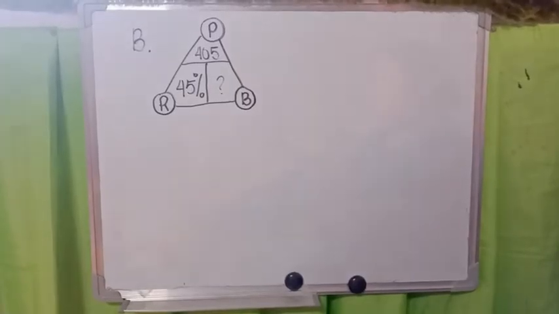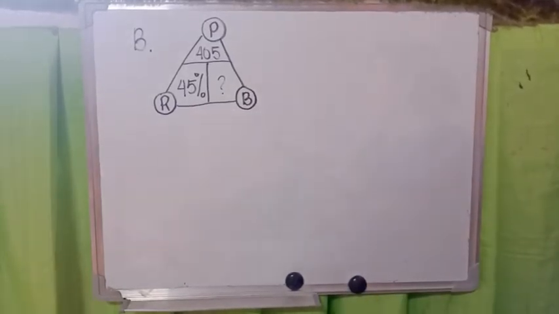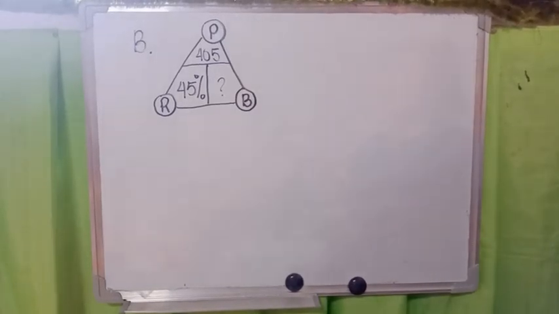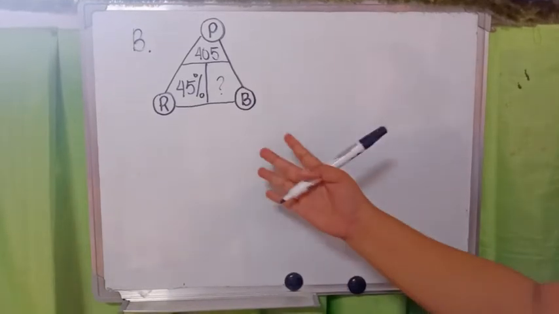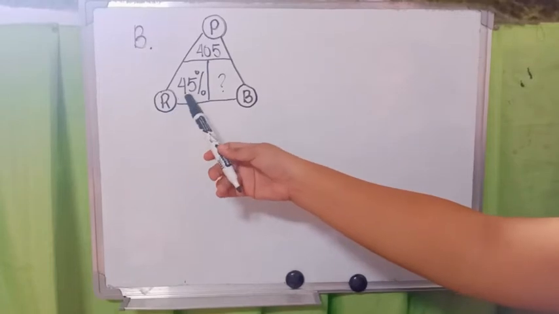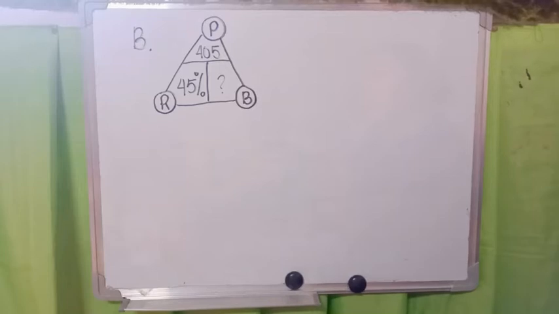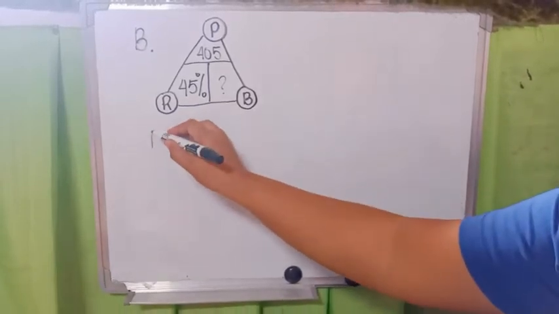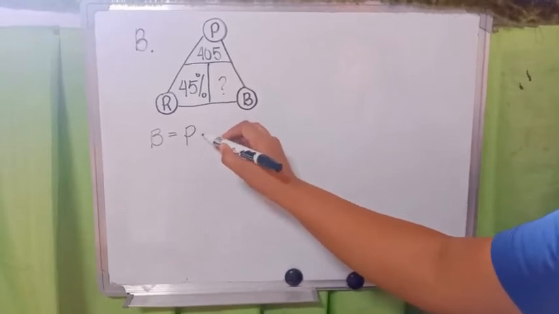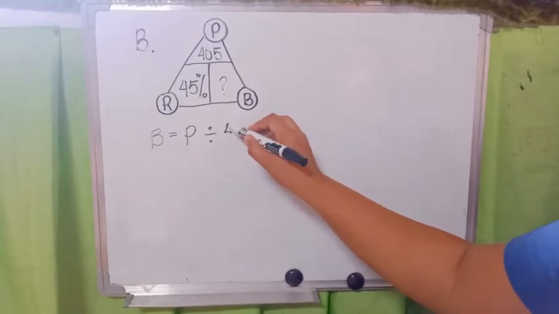Okay, so in our letter B, we have the following rectangular shape, to help you memorize the formula of the percentage, rate, and base. Let's have the given numbers. The percentage is 405. Your rate is 45%. And your base is still missing. The same as in letter A, we will use the formula: base is equal to the percentage divided by the rate.